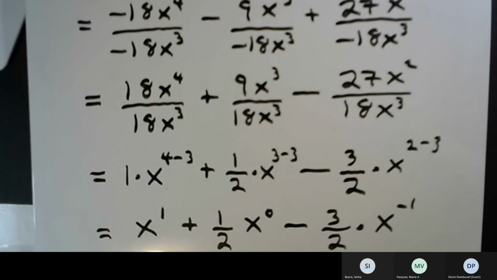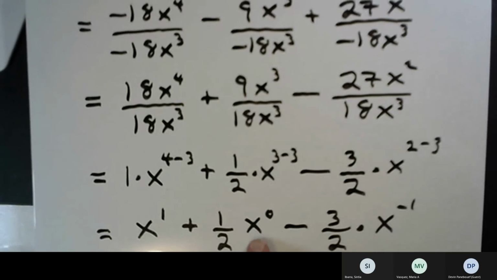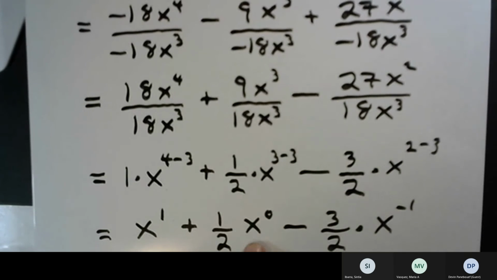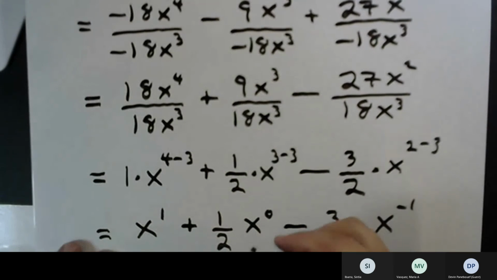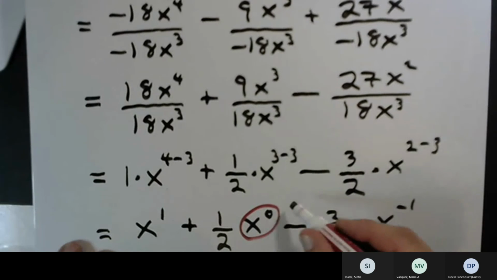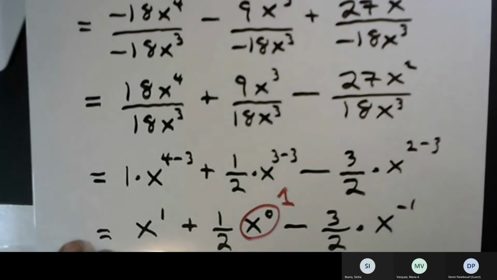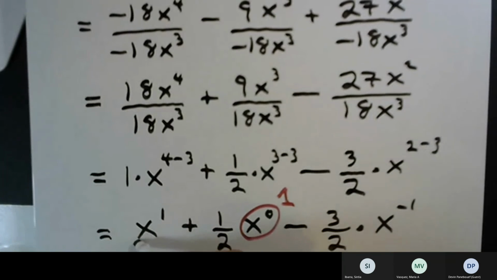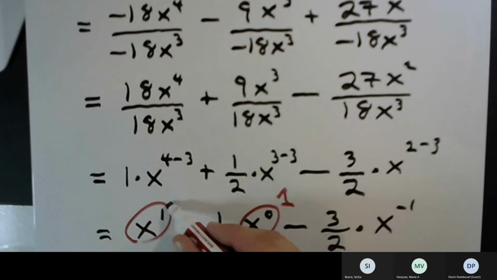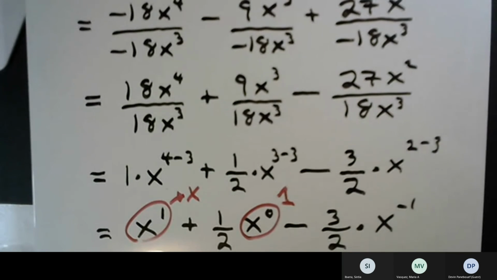So now we've got to clean this up a little bit. Now again, we're assuming that this is a situation where x isn't equal to 0. So anything to the 0 power, as long as it's not 0, that's going to be 1. So this right here will become a 1. So we get 1/2 times 1. And anything to the first power is just itself. That's just going to be x.